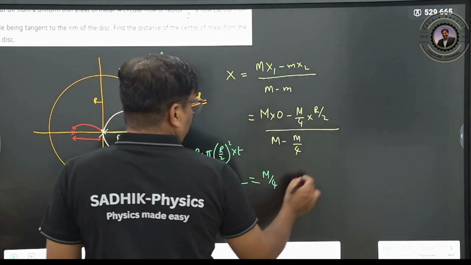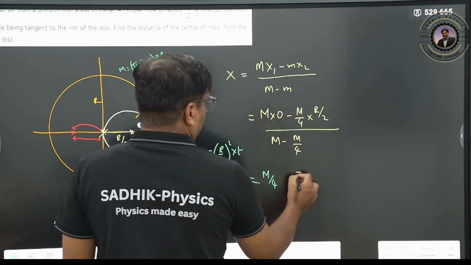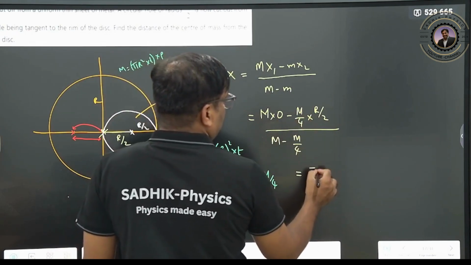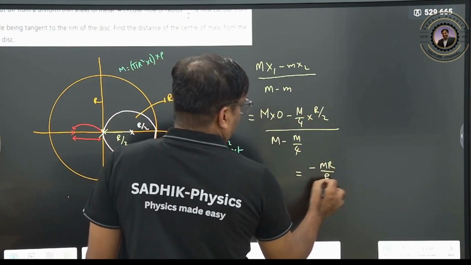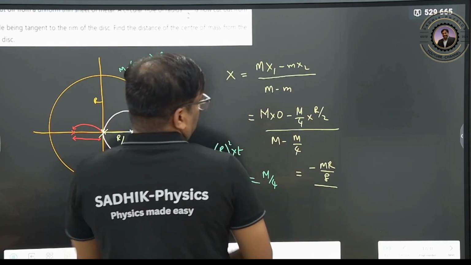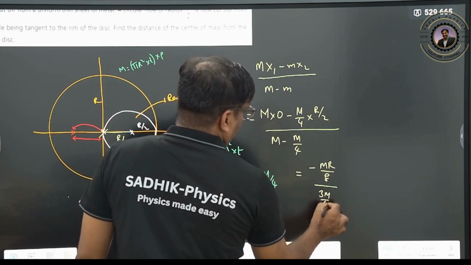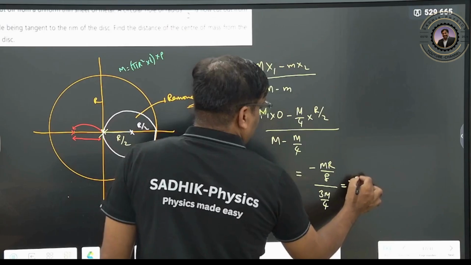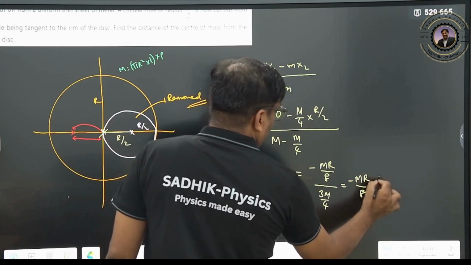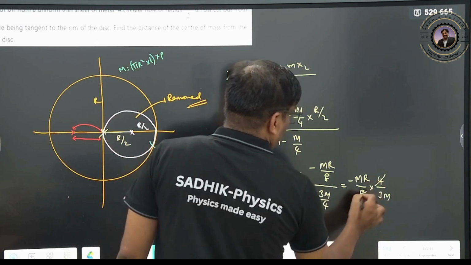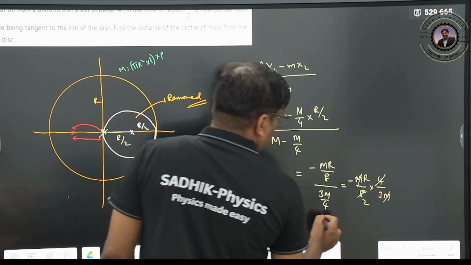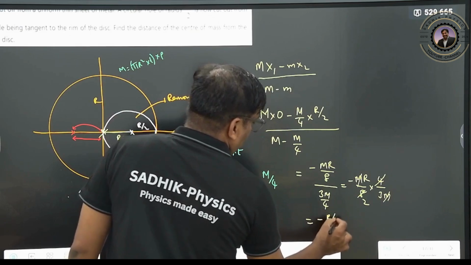Then you can calculate it. How much will it be? Here minus M R by 8, divided by 4 minus 1, therefore 3 M by 4. Therefore minus M R by 8 into 4 by 3 M. The 4 and 8 simplify, and M gets cancelled out. Therefore, minus R by 6.